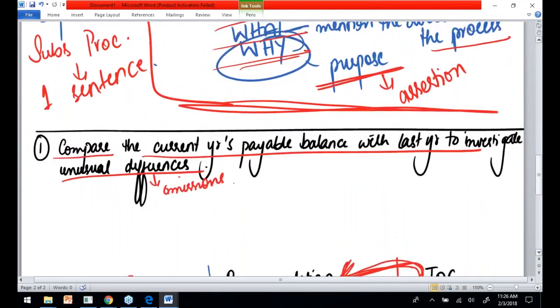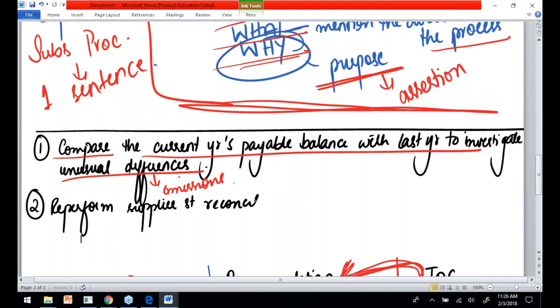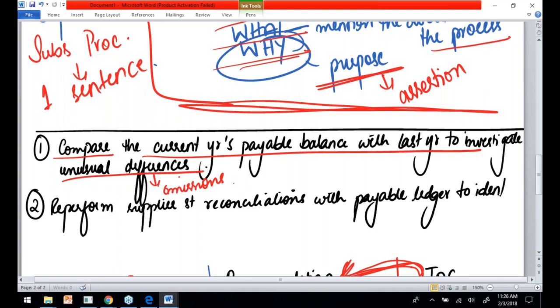Another substantive procedure would be, all right, everyone pay attention, to re-perform supplier statement reconciliations with payable ledger to identify possible omissions. Again, you can check this yourself.